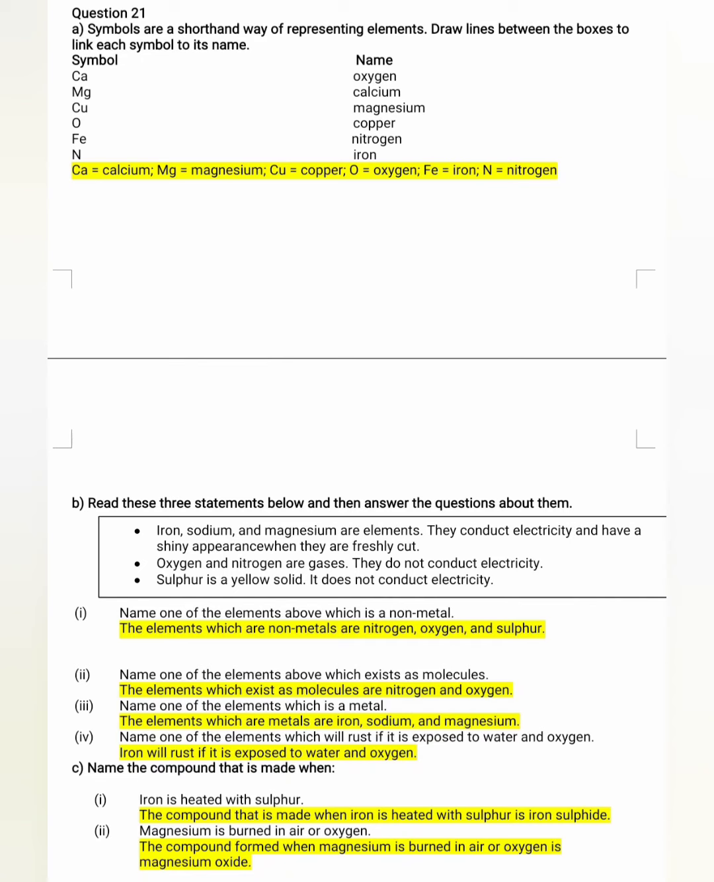Now part C of question number 21 is name the compound that is made when iron is heated with sulfur. The compound that is made when iron is heated with sulfur is iron sulfide, FeS. Fe plus 2, sulfide minus 2, both valencies cancelled, FeS. Magnesium is burned in air or oxygen. The compound formed will be magnesium oxide, MgO. Again the valencies will be cut and the formula will be MgO.